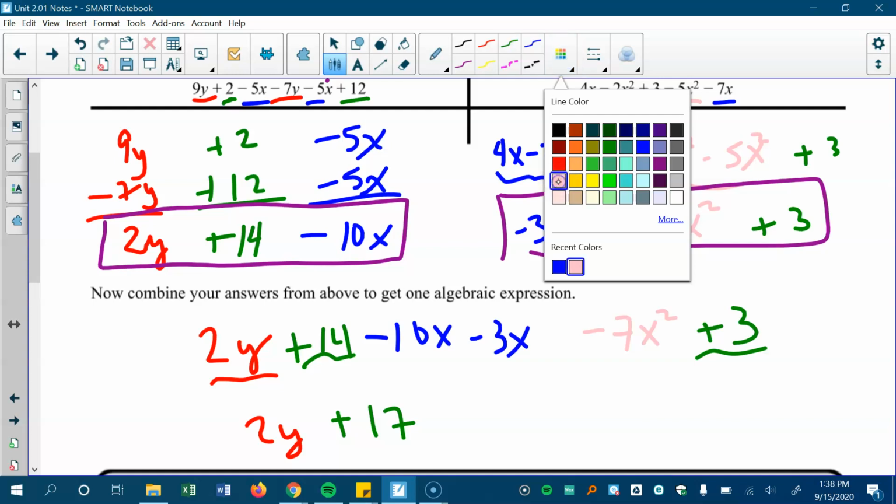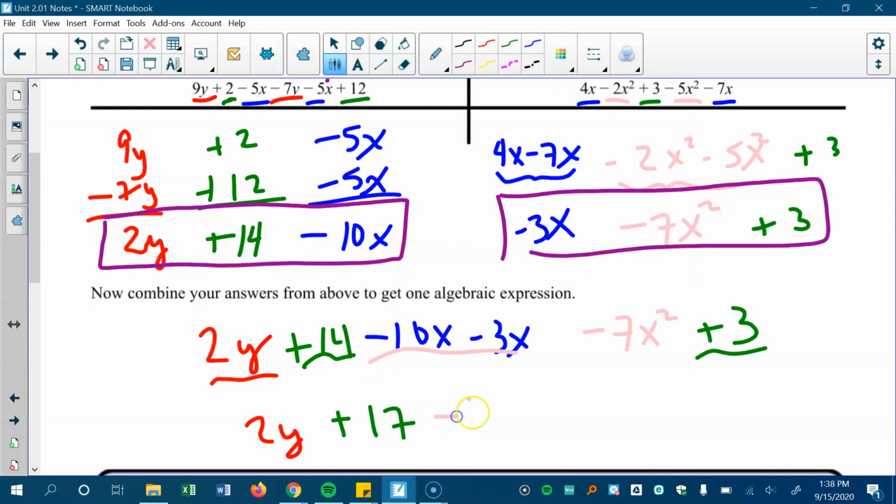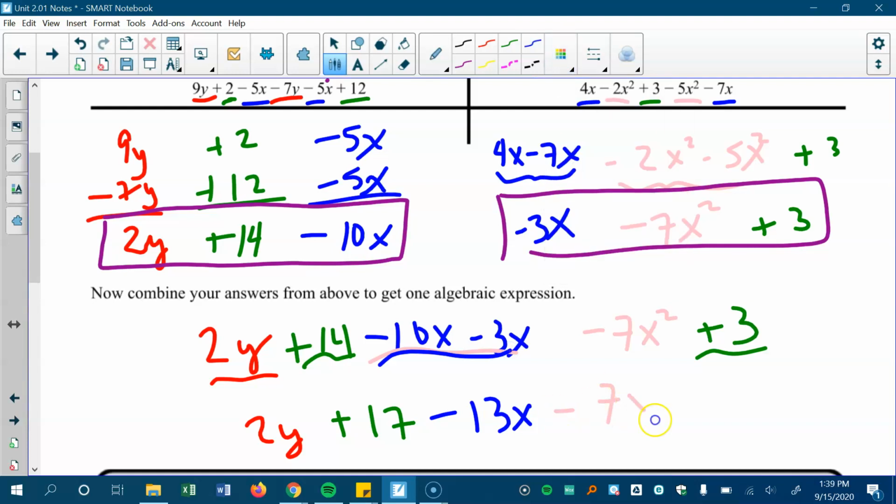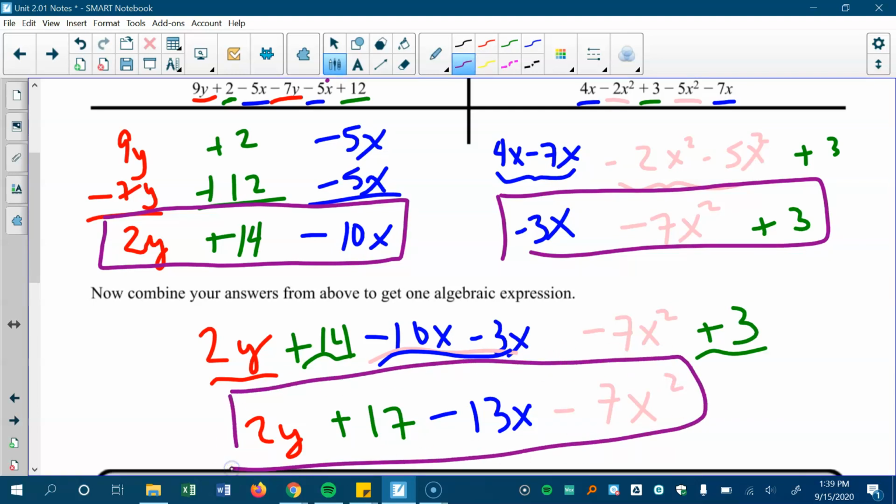A minus 10x and a minus 3x is a minus 13x. Oh, wrong color though. That is the wrong color. Let's try that again. It's a minus 13x. Let's change this color up here. And the minus 7x squared is all by itself because it has nothing else there. Very lonely life for it. I'm sad. And that's my answer when I combine both expressions together.